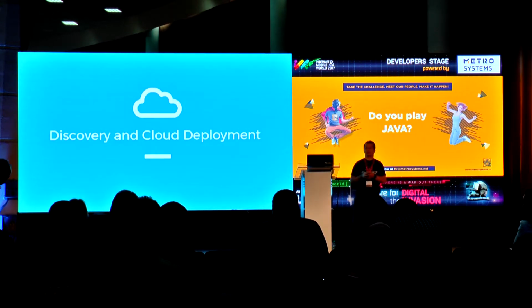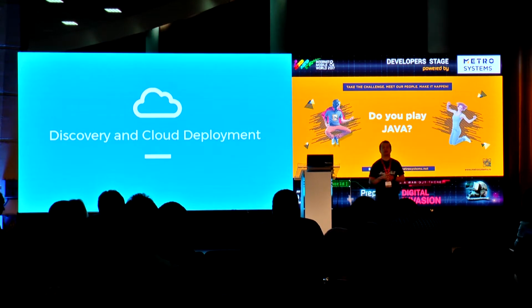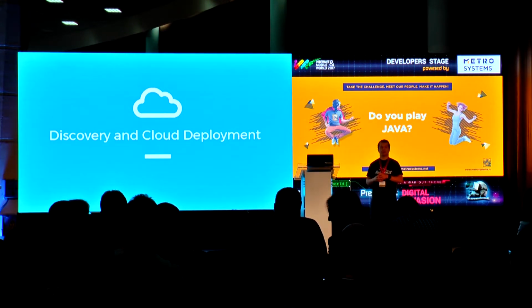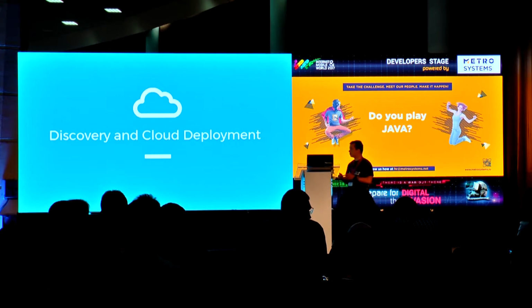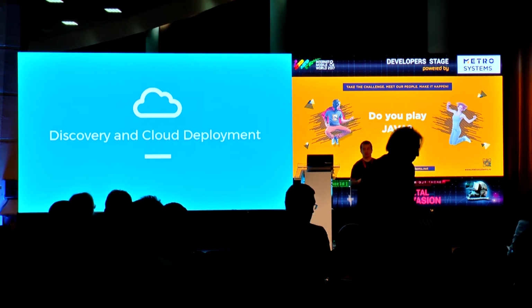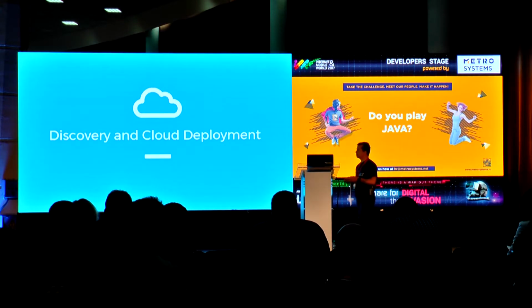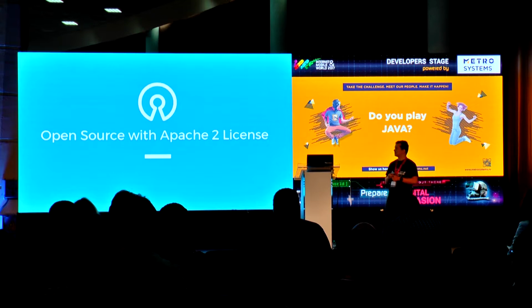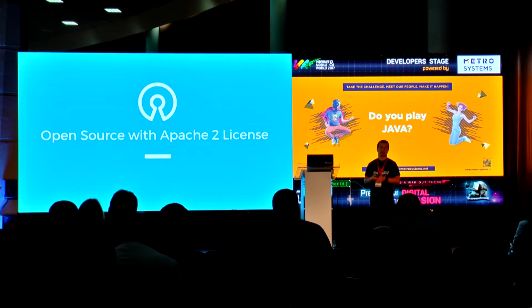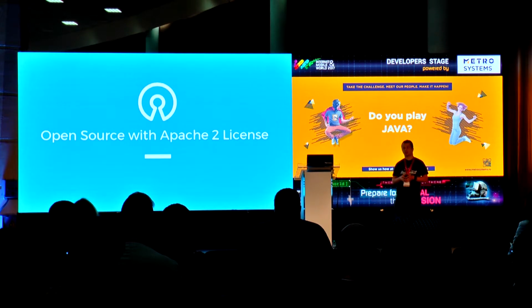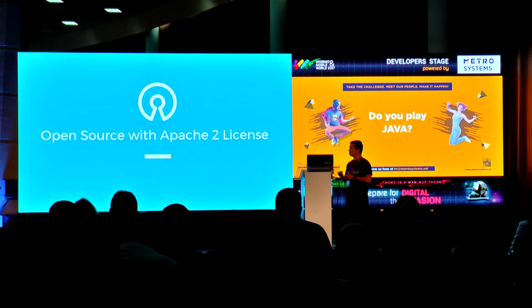And its discovery properties are really good. It basically uses multicast, but it can also use other discovery mechanisms like Eureka. Hazelcast Jet also allows you to use lots of cloud deployment options like Cloud Foundry and other ones. And surely the main feature of Hazelcast Jet is that it is open source with the Apache 2 license. So you can get Hazelcast Jet freely, and you can use it in your commercial product development without paying anything to any company.